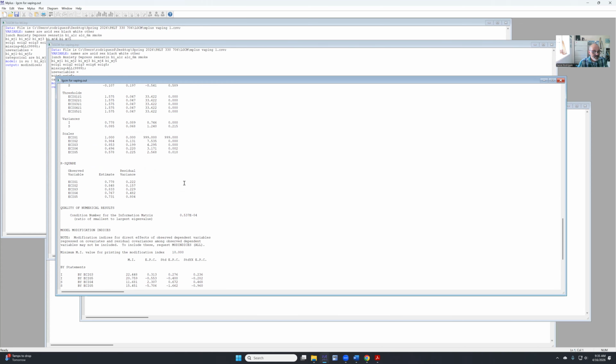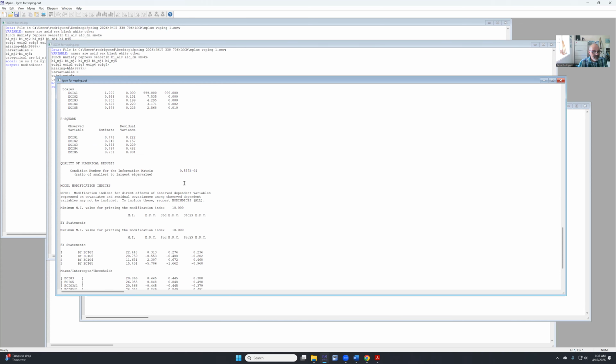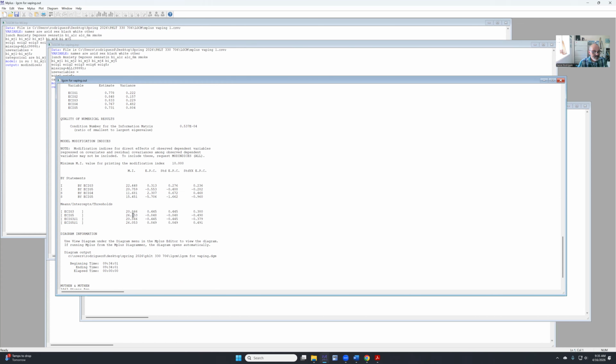Let's take a look at my modification indices, see what they say here. You get these abilities to make certain changes, like, well, maybe I should freely estimate the relation between the intercept and e-cigarettes at time point 3, but I'm not going to do that because that fundamentally alters the model.